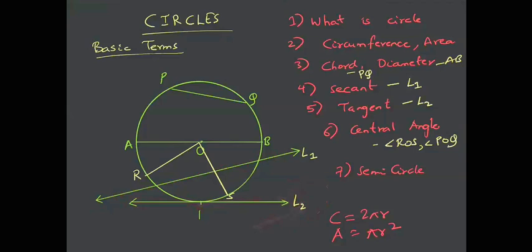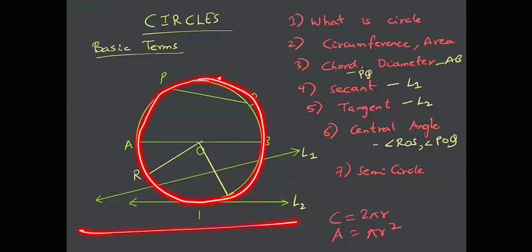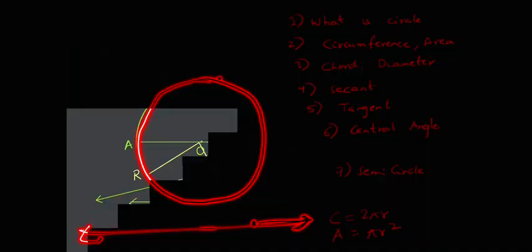If there is a circle and a line, then there are 3 possibilities. The first is that the line and the circle do not intersect at any point. So this is that possibility.